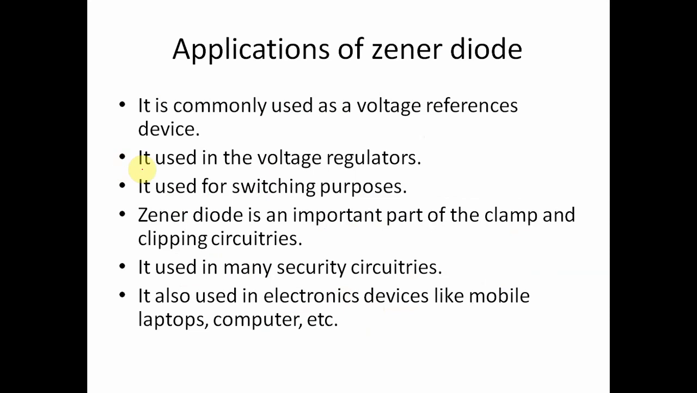These are some applications of Zener diode. Zener diode is basically used as a voltage regulator, for switching purposes, in many security circuits, and also in devices like laptops, computers, etc. These are some applications of Zener diode.